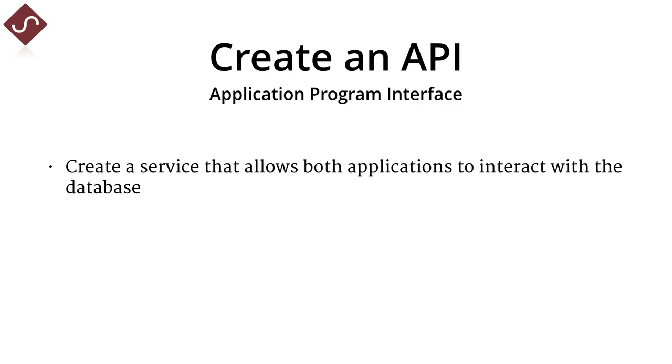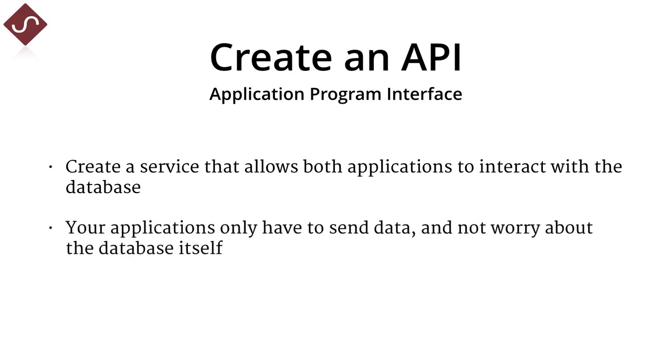So what you would expect is your mobile app to send some data to this API, and then the API would put the data in the database. Or your desktop app could request some data to the API, and the API would get the data from the database and send it back. So this is essentially an interface between your applications and your database. So the applications only have to send data or request data and not worry about the database itself. So they would not be interacting with the database itself.